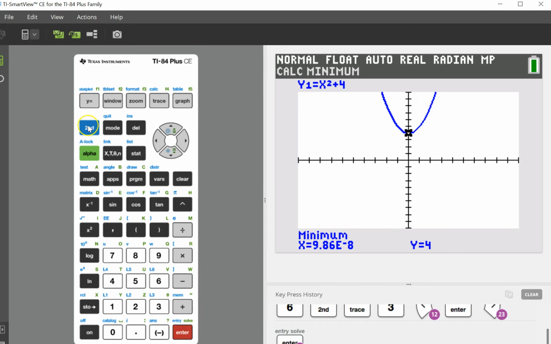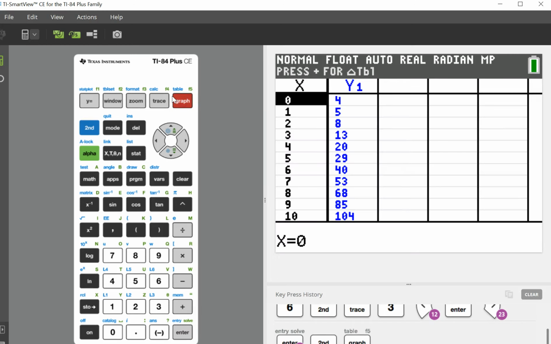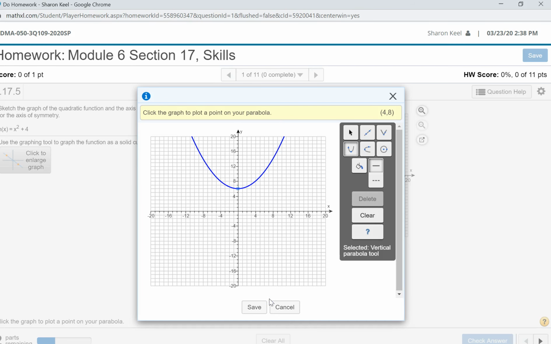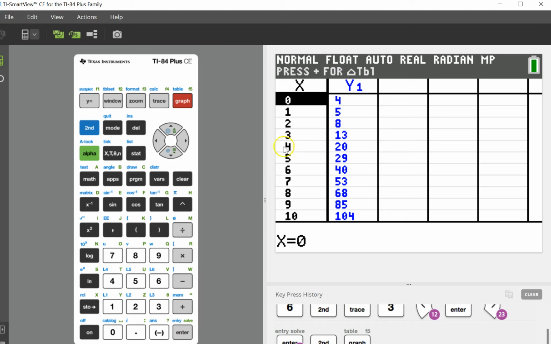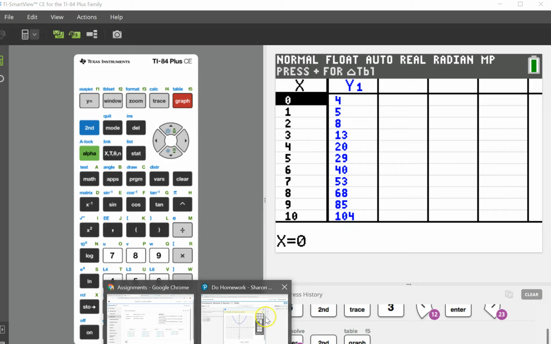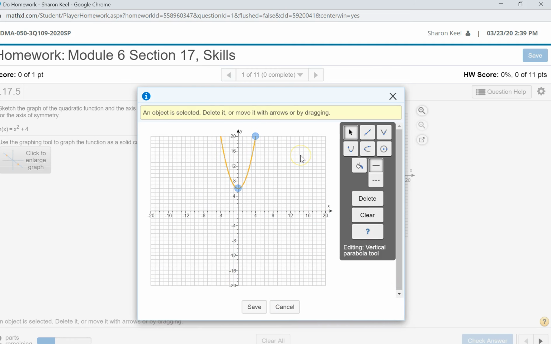So when I go to choose a second point, I'm going to do second table. Now I have a whole list of ordered pairs. The graph that I have here goes from negative 20 to 20. So I need to find a point that fits in between those. I'm going to choose 4, 20. So as I come here, I'm going to go 4, and up to 20. I'm going to click, and that's going to snap my parabola into position.